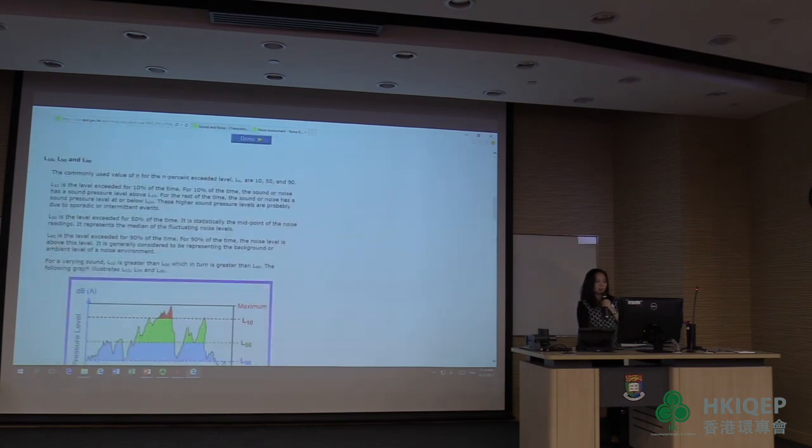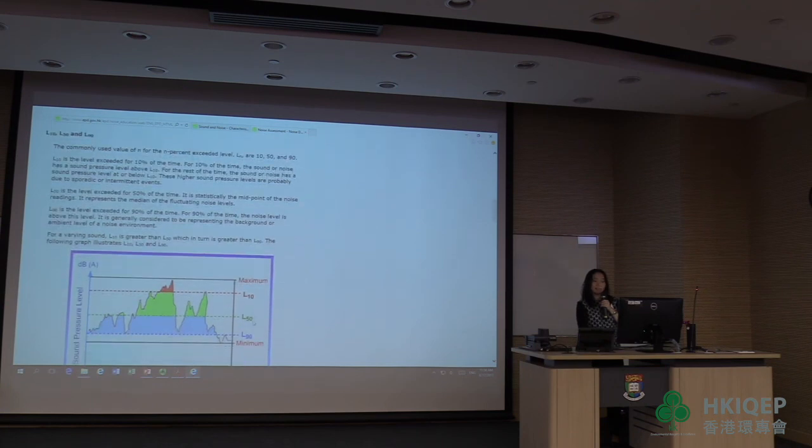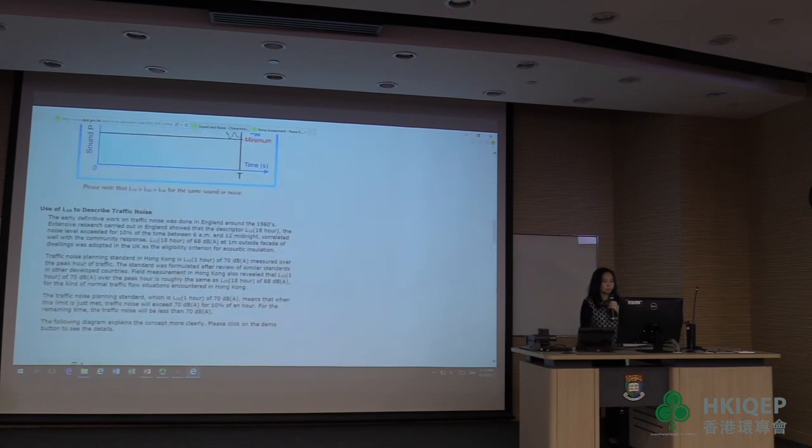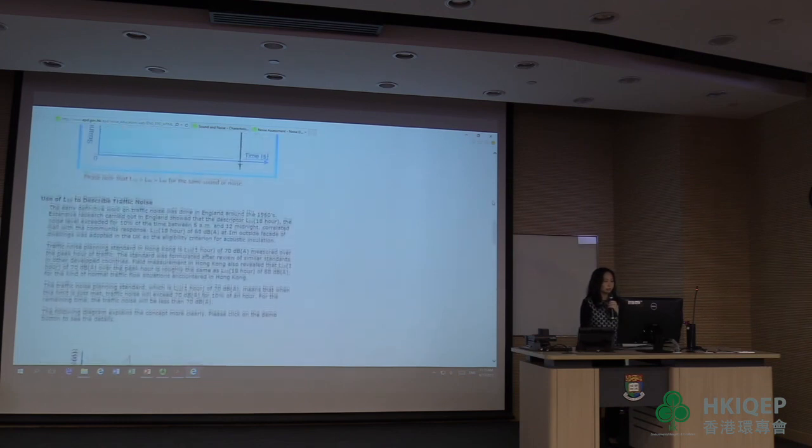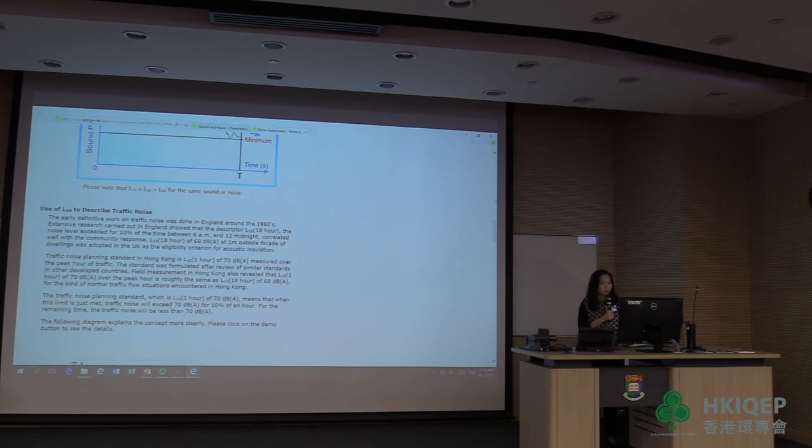So, what's the definition of L10, L50, L90? You can find some of the explanation here. In fact, it's also in some textbooks, but it's also in this environmental education pack provided by EPD.